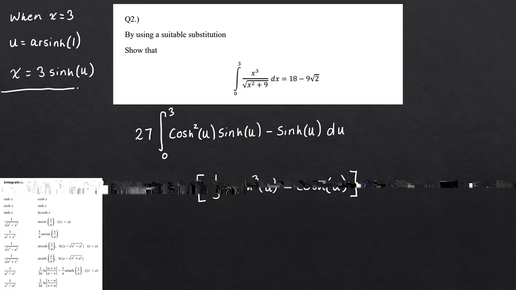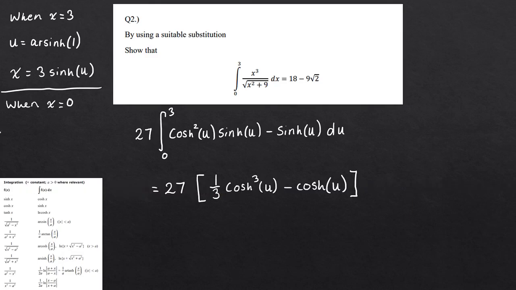So when x equals 0, in that case we simply get that sinh u is equal to 0, because 0 is equal to 3 sinh u. We divide by the 3, so we get sinh u equals 0, and if you evaluate this for u, you also get 0. So therefore u is equal to 0. Our new limits here will be, in this case, our lower limit will remain as 0, and our upper limit will be arsinh 1. Just the new values that we've got for u.